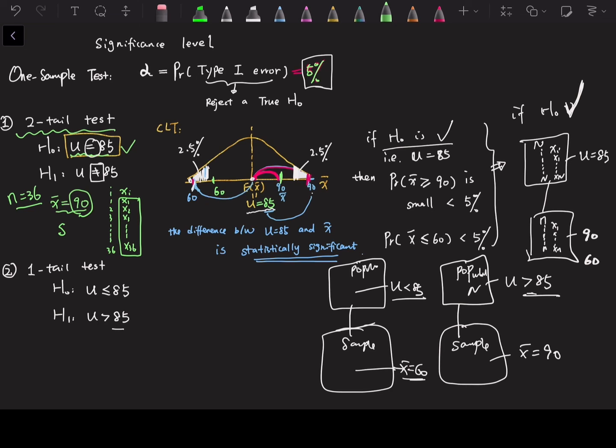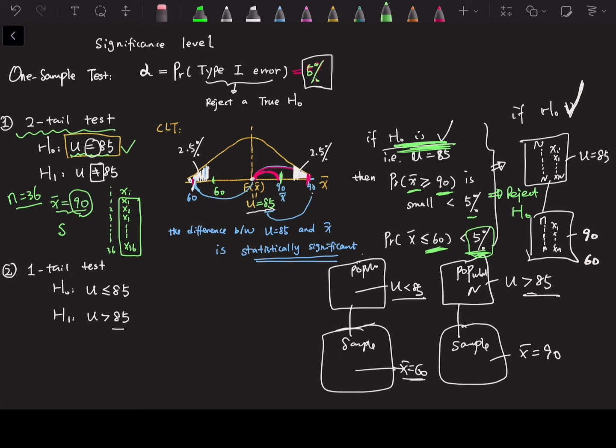So if this is true, we say we reject the null hypothesis. If the null hypothesis is true, it's very unlikely we'll observe a sample mean this large or even more extreme than this value. If the null hypothesis is true, it's very unlikely, less than 5% chance, less than the significance level, that we'll observe a sample mean this small. So we can conclude that the sample data does not support that the population mean is 85. So the null can be rejected.